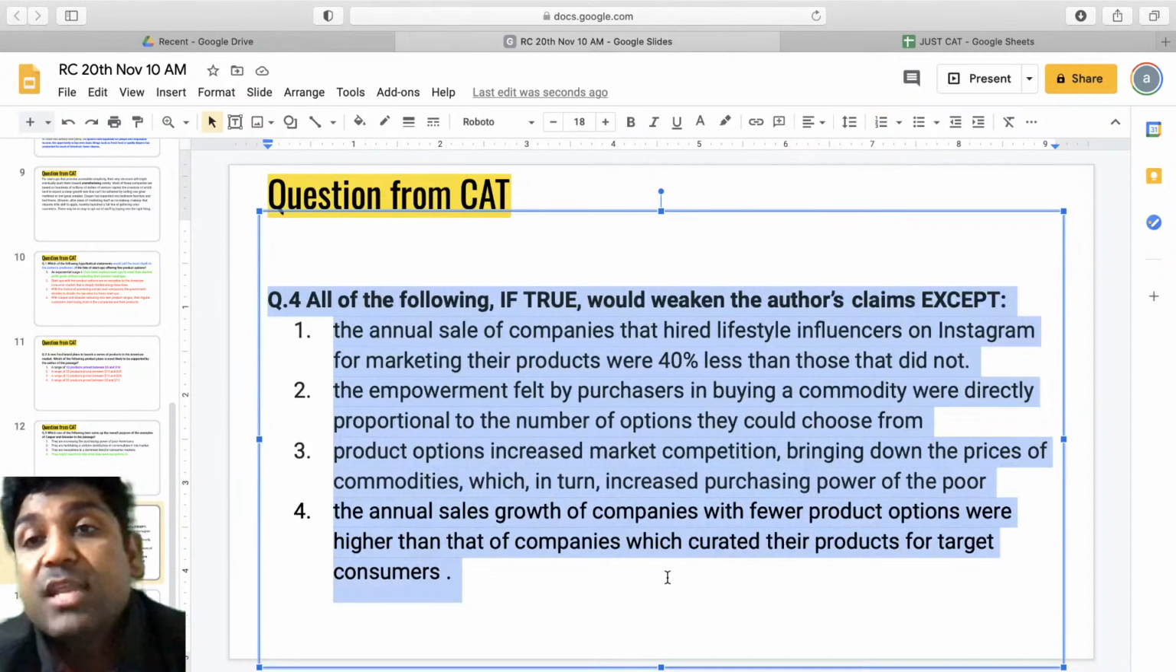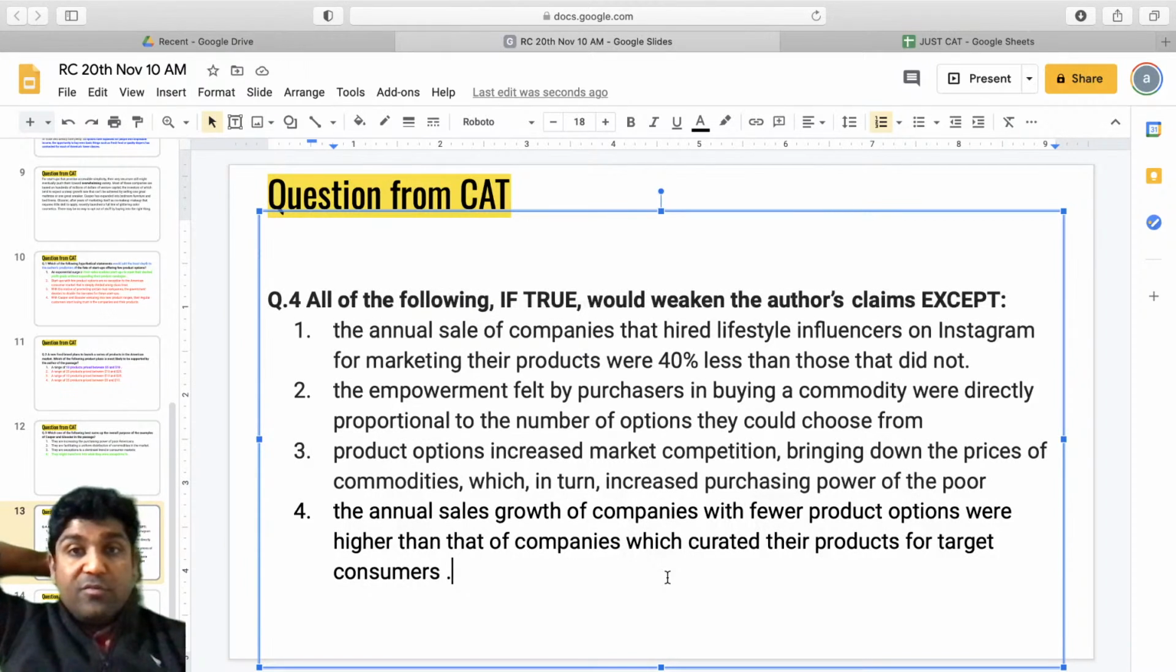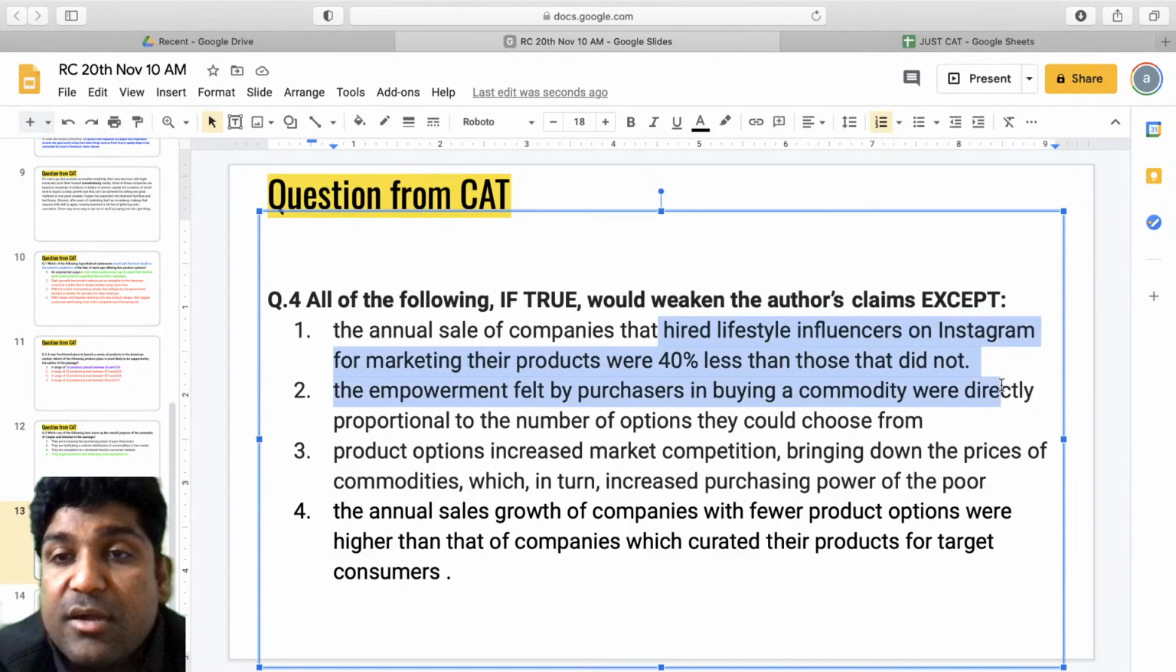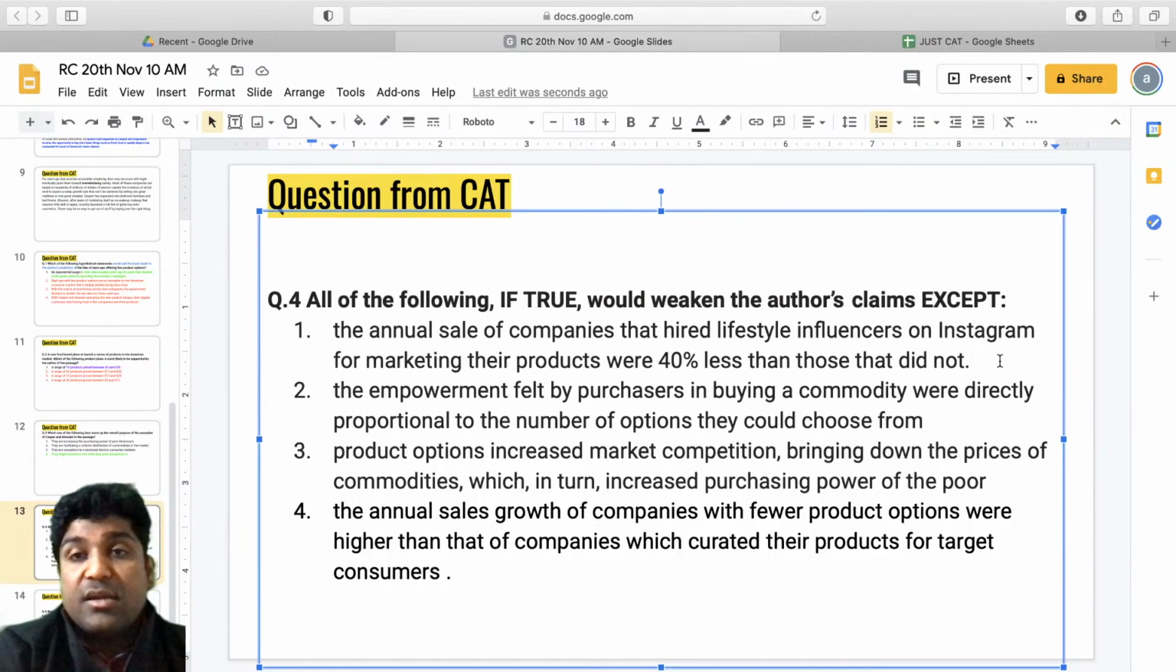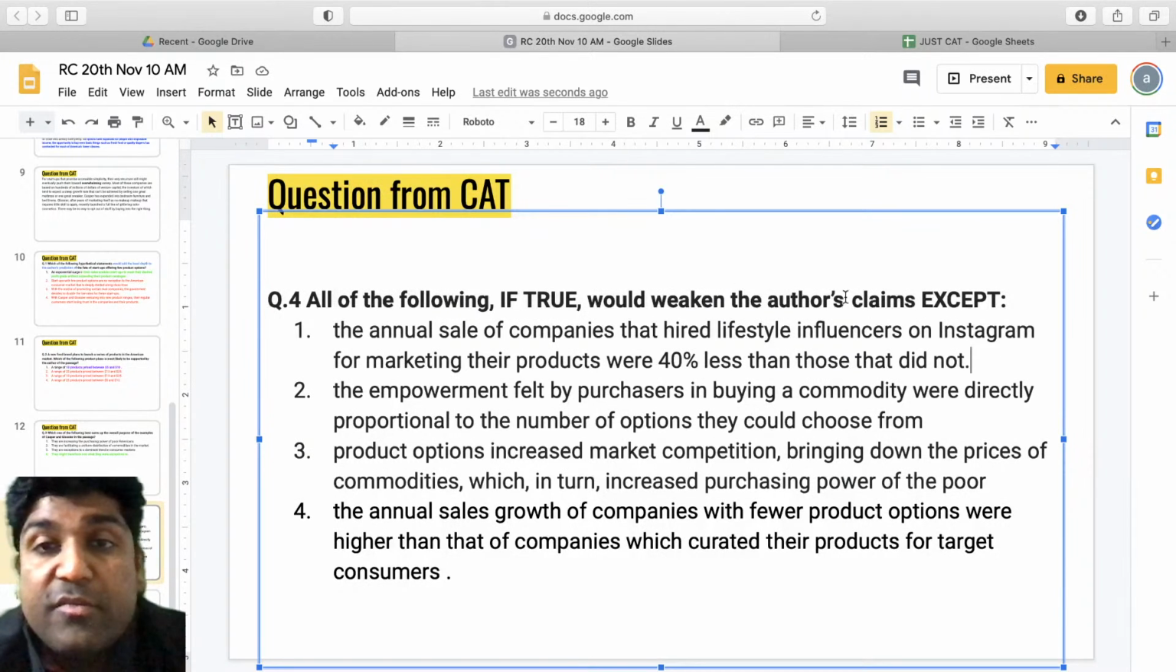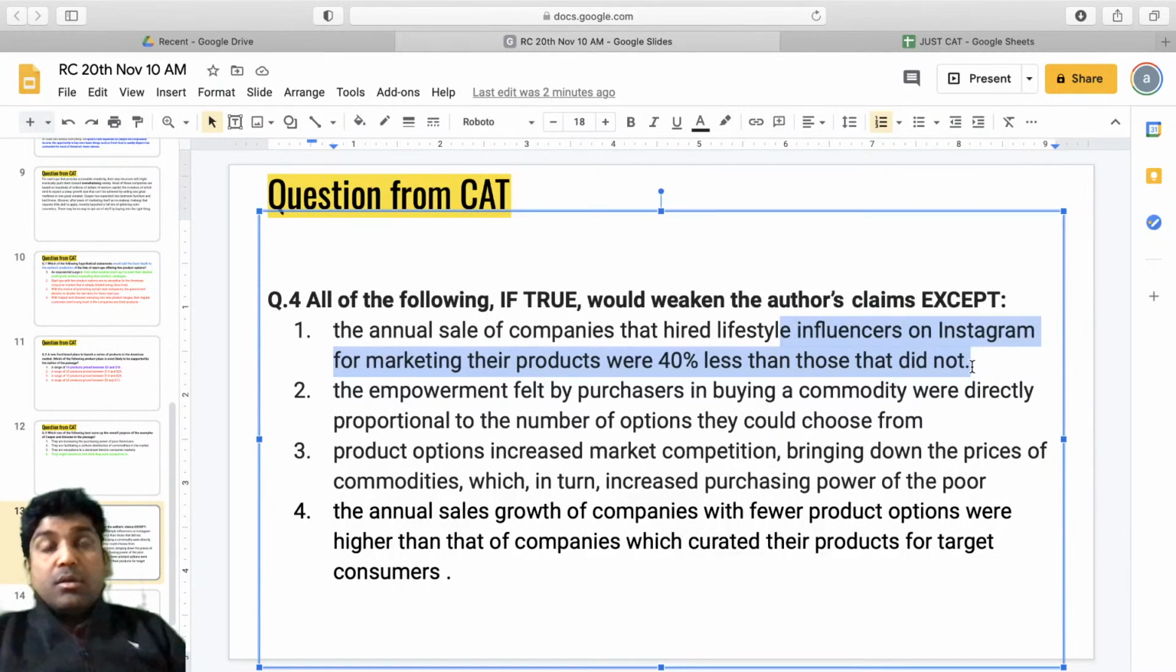All of the following, if true, would weaken the author's claim except. So they're saying that it would weaken the author's claim except. It says that the annual sale of companies that hired lifestyle influencers on Instagram for marketing their products were 40% less than those that did not. If true, would this weaken the author's argument? Okay, did the author say anything of this sort, that annual sale increased?